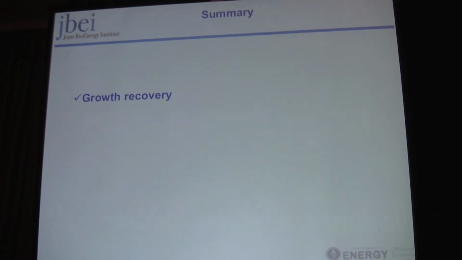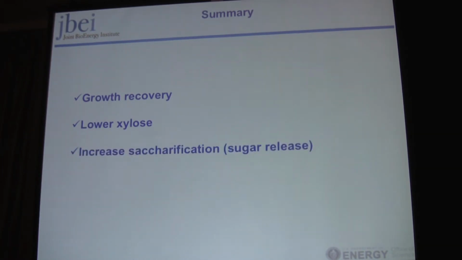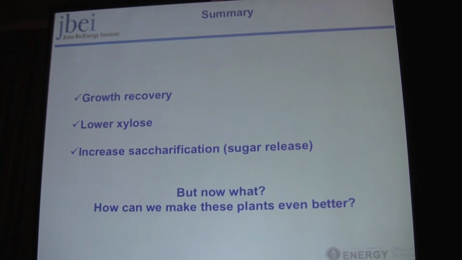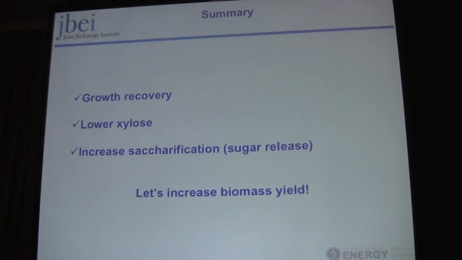So in summary, in our xylan engineered lines, we were able to recover growth, maintain the lower xylose amounts, and we saw an improvement in saccharification. But what now? How else can we make these plants better? I think yesterday Sam Hazen mentioned the importance of increasing the amount of biomass for biofuels. So that's what we're going to try to do next. We're going to try to increase the amount of biomass in these plants.